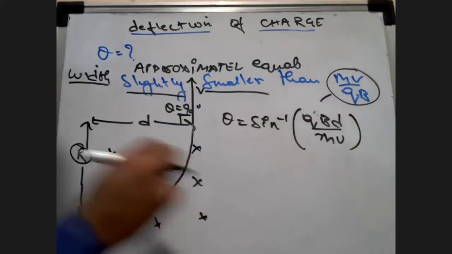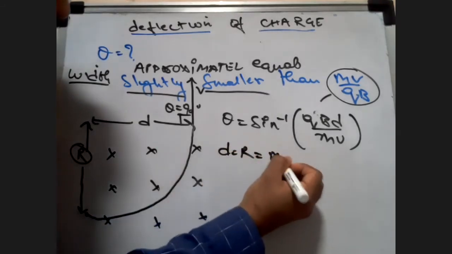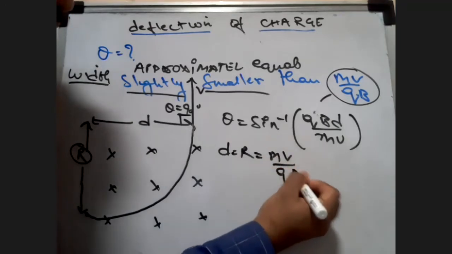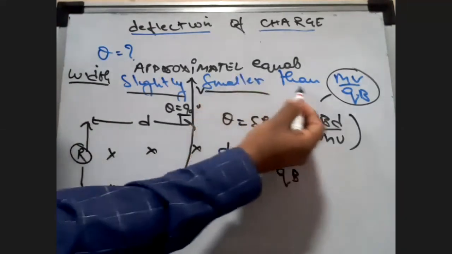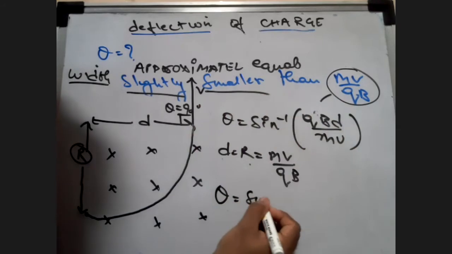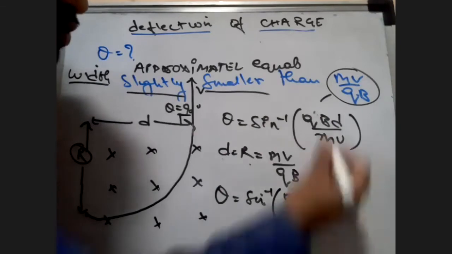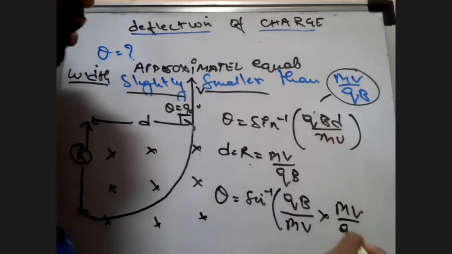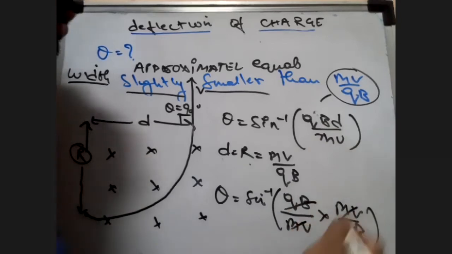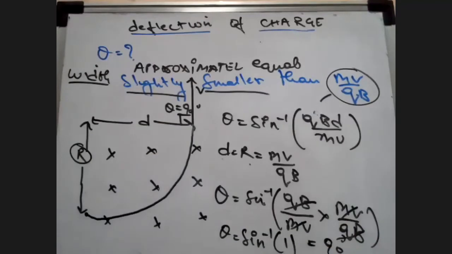But here, what is the condition? That d is equal to r. So if d is equal to r, that is also equal to mv upon qb. Substitute that value of d over here. So you will get theta equal to sine inverse of qb upon mv into the value of d, that is mv upon qb. Both will cancel each other, and what remains is theta equal to sine inverse of 1, which is equal to 90 degree. Is this clear, everyone?